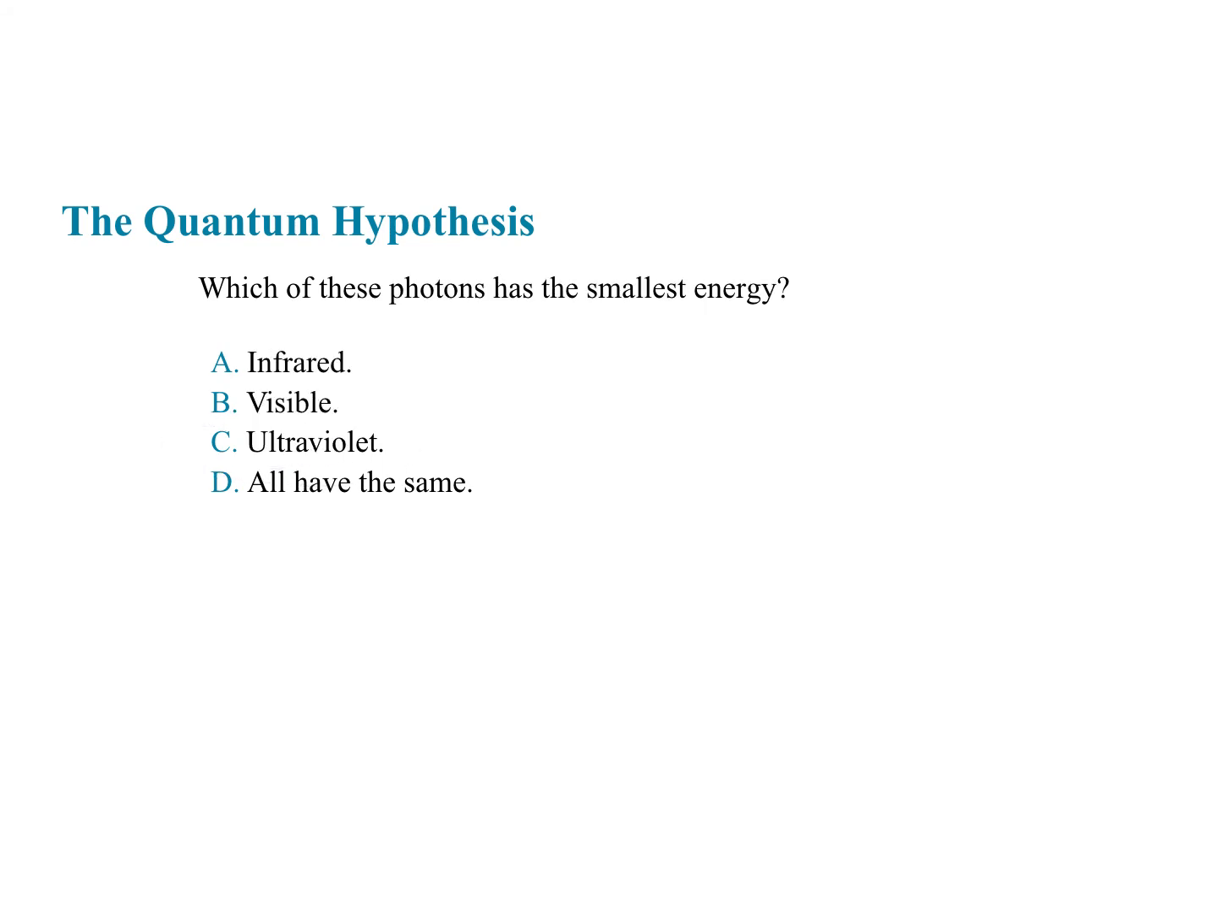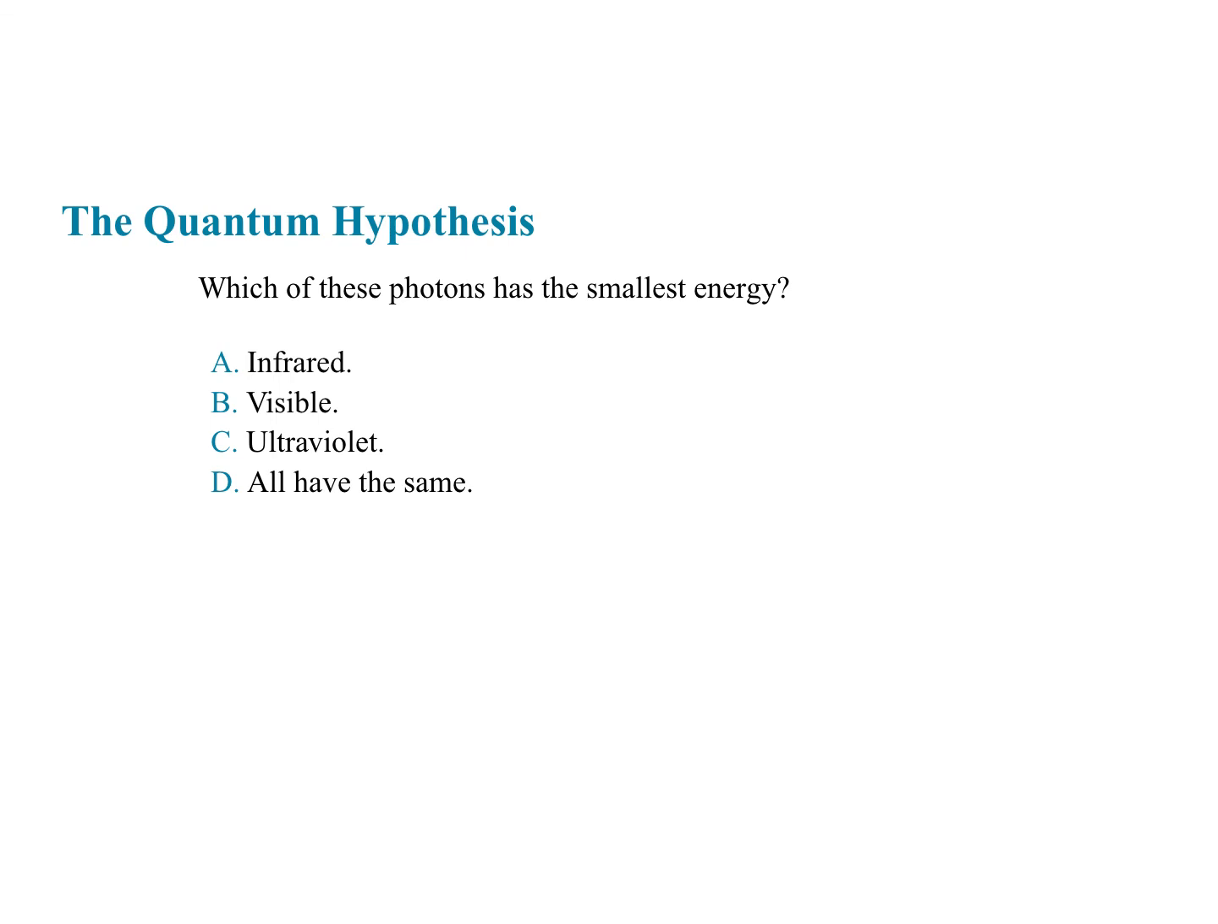Now, which of these photons has the smallest energy? This is an interesting question because it brings in something I haven't mentioned yet. What we see as light is only a small part of the electromagnetic spectrum. There's visible light, ROYGBIV, but you also know that beyond the red, there's something called infrared. It's a kind of light that we can't see, not with our eyes anyway. We can build instruments that can detect it, but our eyes can't perceive infrared.